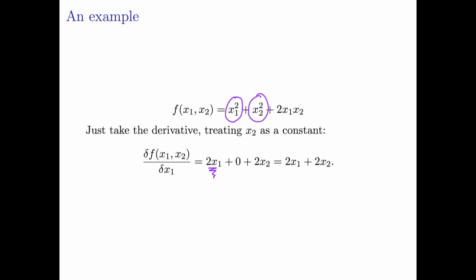When x2 is a constant, x2 squared is a constant as well. So the derivative of x2 squared is 0. Finally, for the derivative of 2 x1 x2, the function is the constant 2 x2 times x1. So if we take the derivative, it's just the constant part. So it's 2 x2. So then the partial derivative of f with respect to x1 is just 2 x1 plus 2 x2.